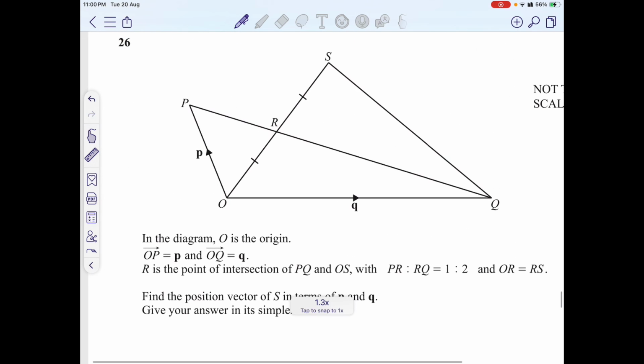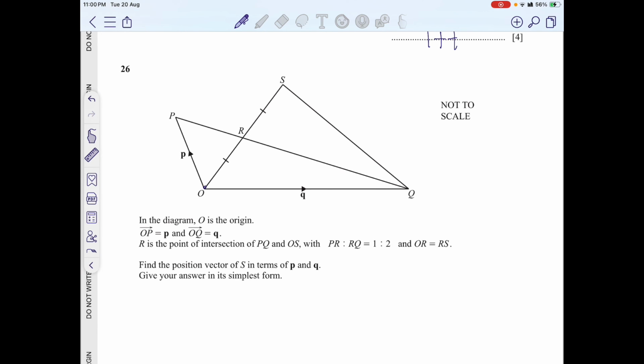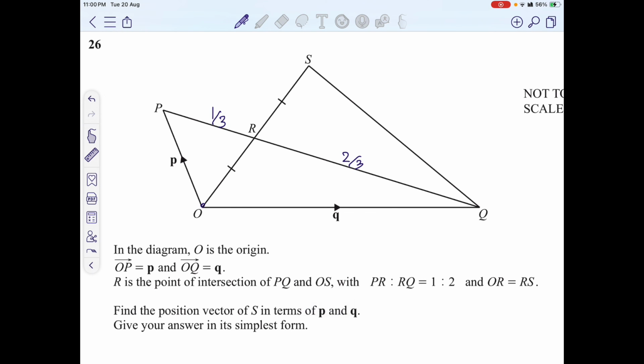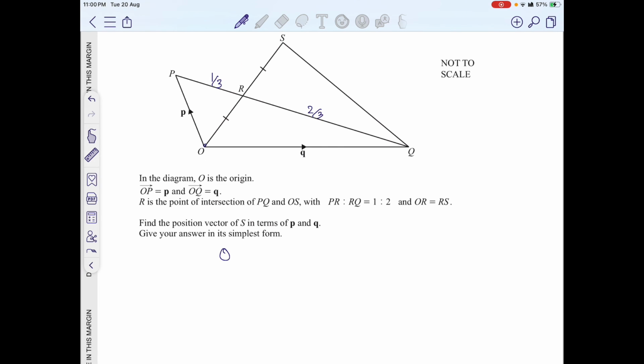In the diagram, O is the origin, OP is P and OQ is Q, R is the point of intersection of PQ and OS, and PR to RQ is 1:2. So if we take PQ as the total, which is 3, then this is 1 over 3 for PR and this is 2 over 3. And OR and RS are equal. Find the position vector of S. Position vector S means how to go from O to S. To go from O to S, I would go from O to R and R to S.